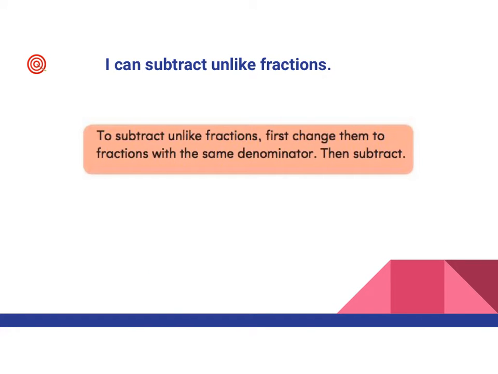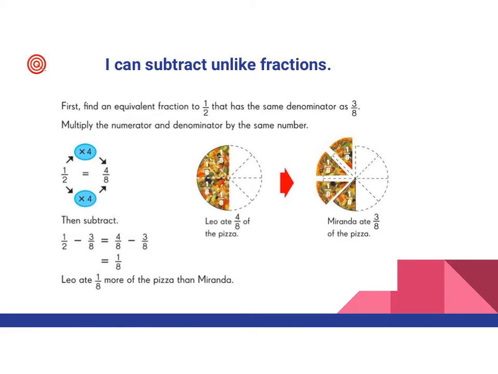Yesterday we learned that with unlike fractions, when we're adding, we first need to change them to fractions with the same denominator. So sometimes we may have like fractions already, sometimes we won't, and so we need to make them like fractions to subtract, just like with adding. So what that would look like back with this problem then, as the diagram is saying, first, find an equivalent fraction to 1/2 that has the same denominator as 3/8. So the original problem down here is 1/2 minus 3/8.